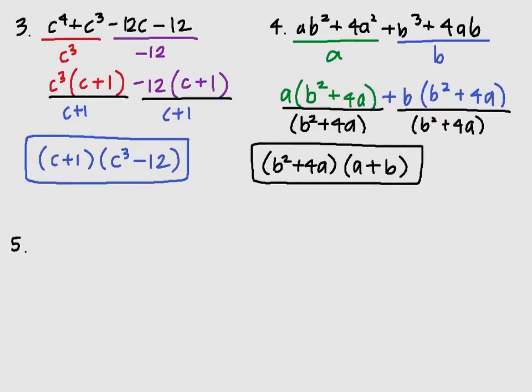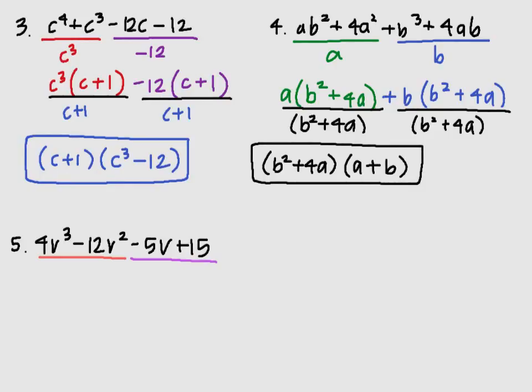Continuing on to example number 5, you have 4v cubed minus 12v squared minus 5v plus 15. We have four terms in this polynomial. All four of the terms do not have a greatest common factor other than the number 1, so I'm going to factor this by grouping. I'm going to group the first two terms together, and I'm going to group the second two terms together.